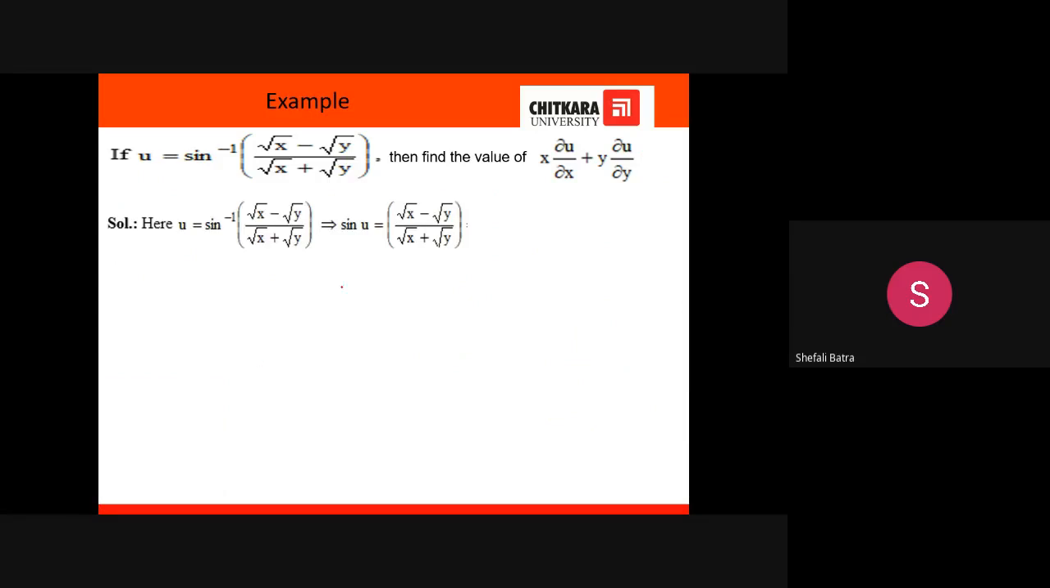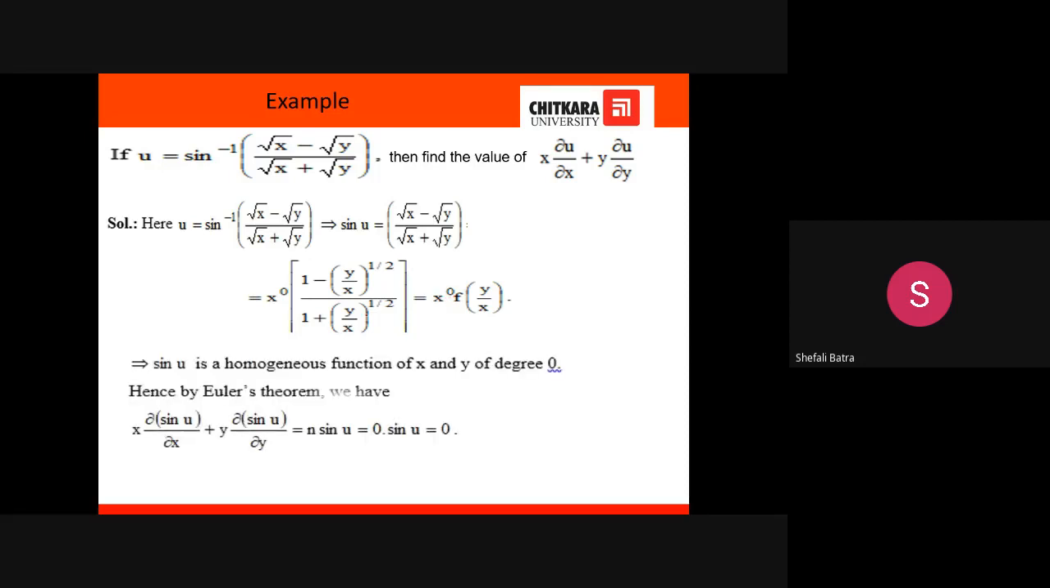See, u is equal to sine inverse of this. You can write sine u is equal to this. This is x to the power 0 times a function of y by x. So sine u is a homogeneous function of degree 0. So you will apply Euler's theorem on sine u. So x ∂/∂x of sine u plus y ∂/∂y of sine u is equal to n sine u, where n is 0, so that is 0.